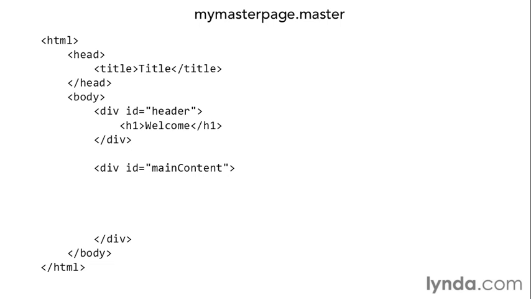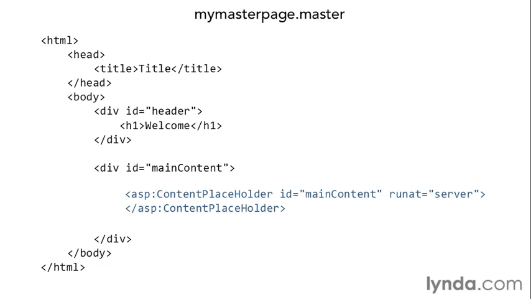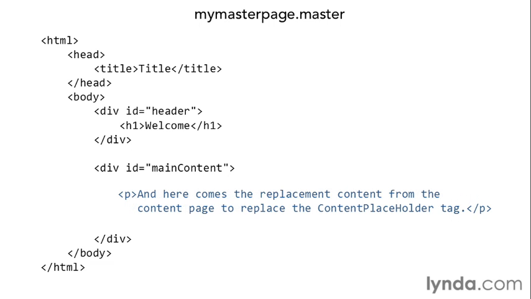So in this case, I might say, I don't know what's going to come in this main div section. And what I'll do instead is use these odd-looking tags called ASP:content placeholder tags. This marks the spot in this file where we can inject our own content. Now, the user will never see these tags because when they ask for a page that uses this master page, this placeholder will be replaced by whatever content needs to fill it.